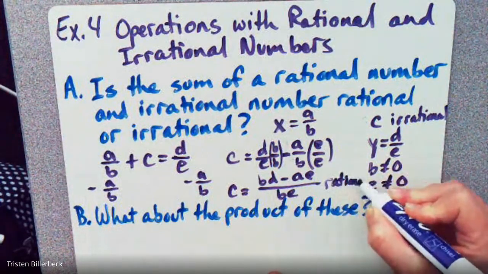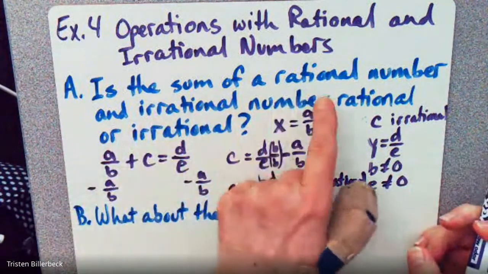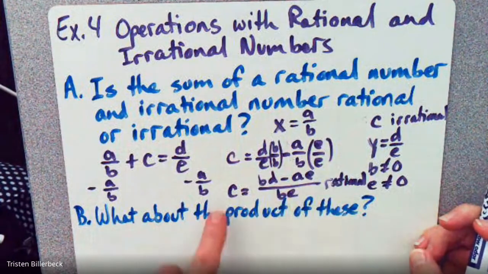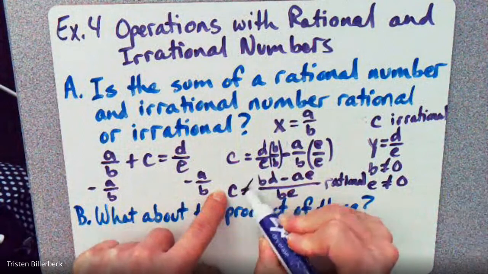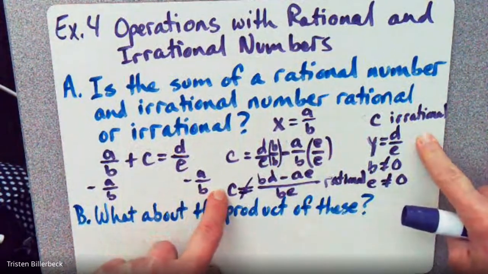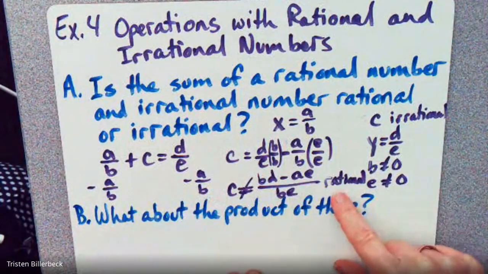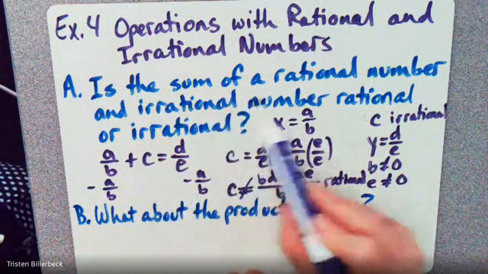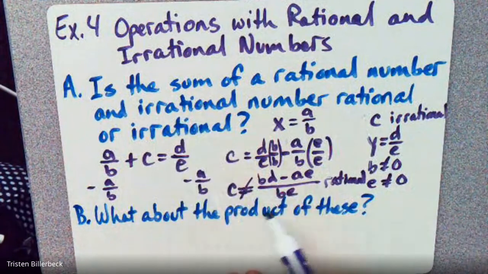So if this side is rational, but this one is irrational, that just cannot happen. We defined c as irrational, but we know that this side has to be rational. So the sum of a rational number and an irrational number is irrational.